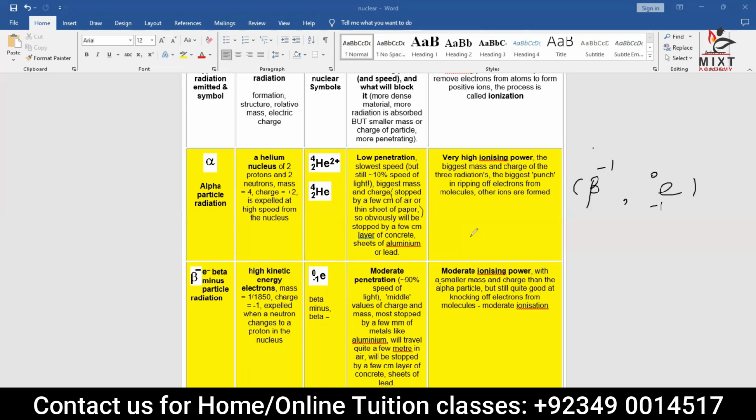Next bullet point. Beta particles have moderate ionizing power as compared to alpha particles, but still quite good at knocking off electrons from molecules.